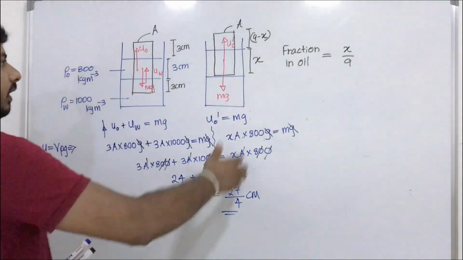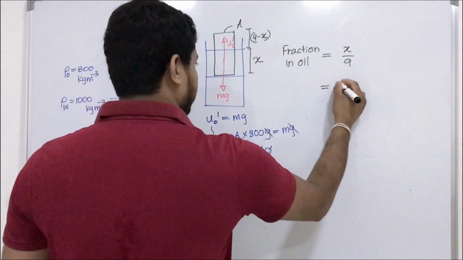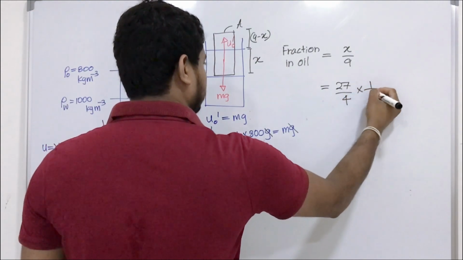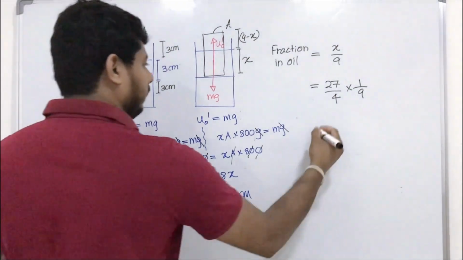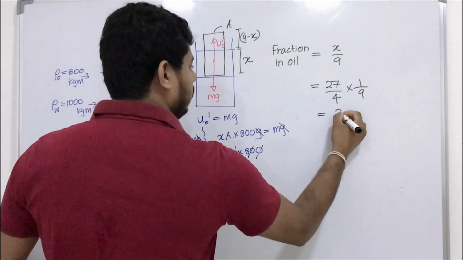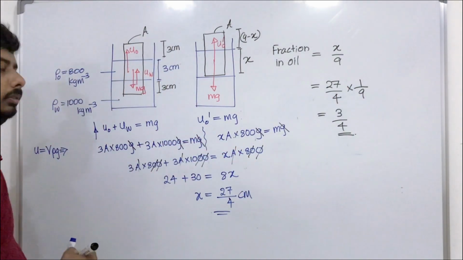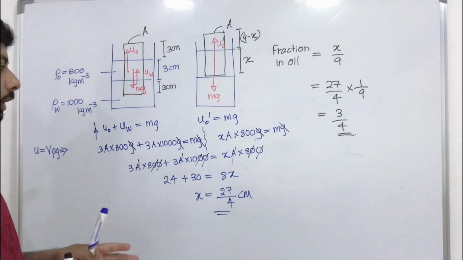So what we need is the fraction, so you can directly substitute here. Now x is 27 divided by 4 multiplied by 1 over 9. So here you can simplify easily. That will be 3 over 4. So this is the final answer. Right. Hope this is very clear to you.